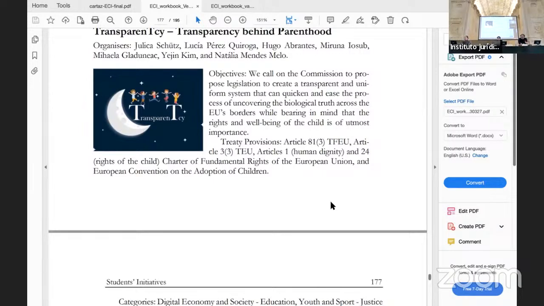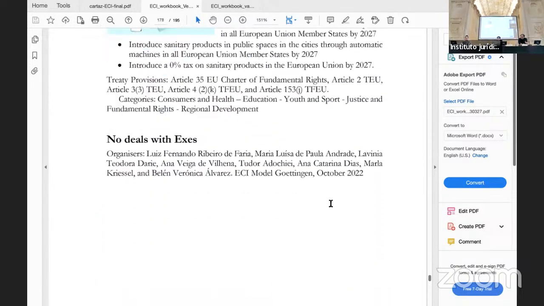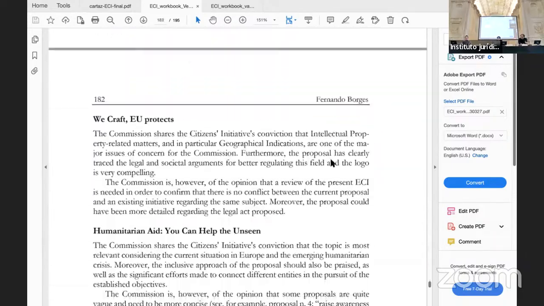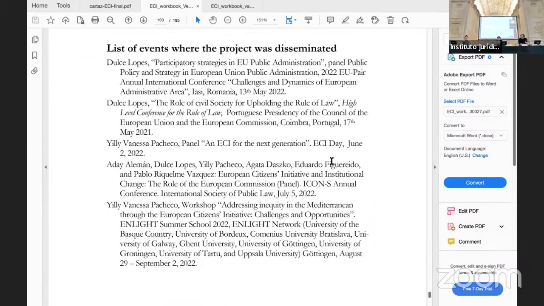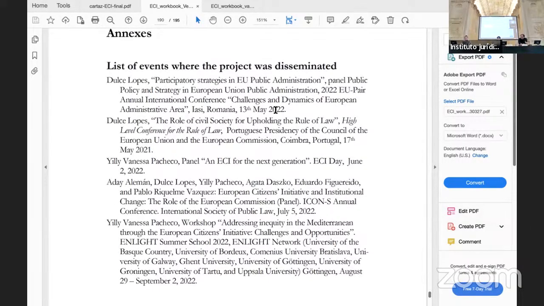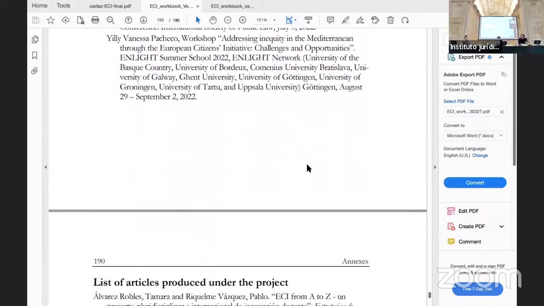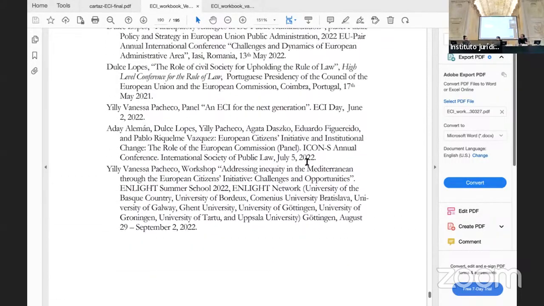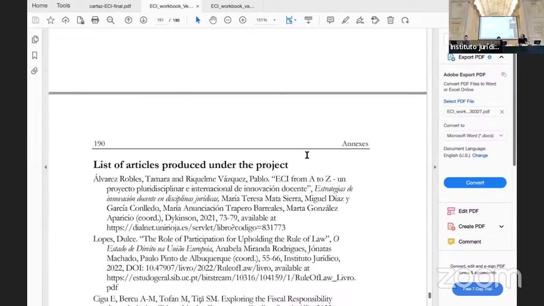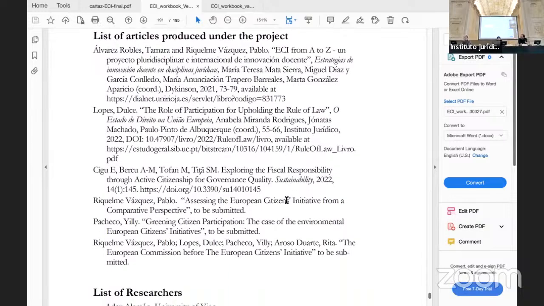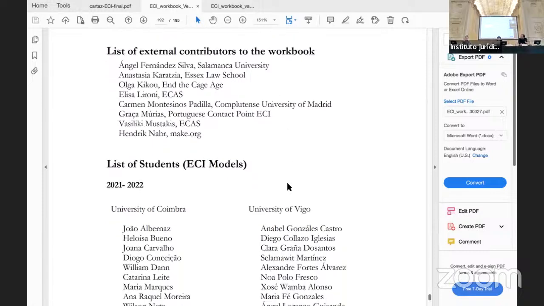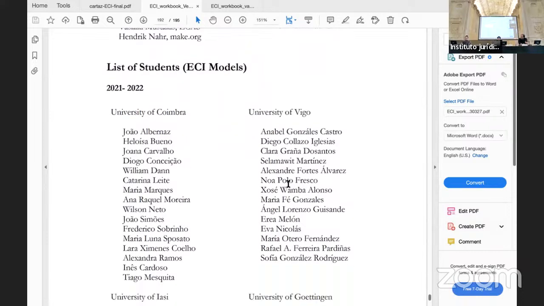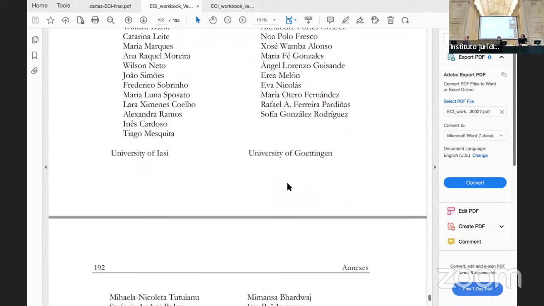We also would like to make it accessible for all of you, to spread the word. And here in the end, we find the list not only of the contributors and researchers that worked on the project, and also the events that we organized. I think we also need to include the final dissemination event. Maybe. We still have some time to do some adjustments to this part. Articles that we produced under the project, and the list of researchers, external contributors to the workbook, and of course the ECI students that participated in the ECI models by each university. So your names are also here.